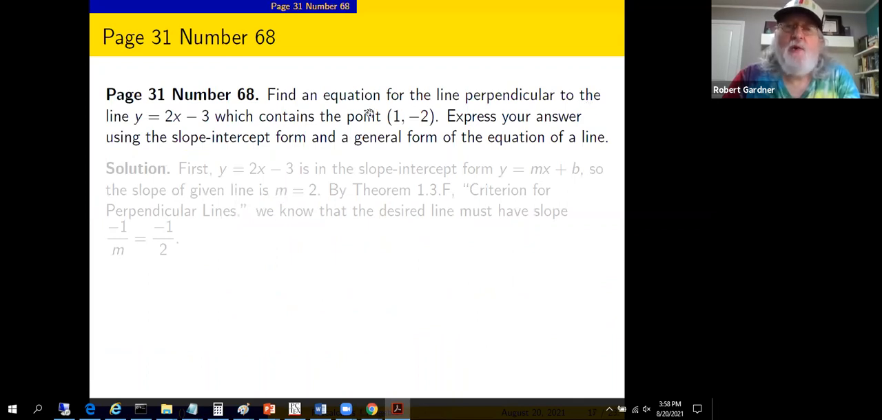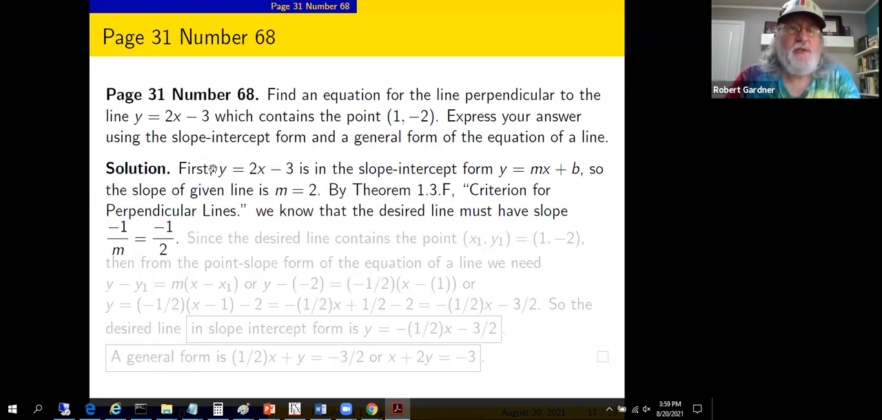Okay. Find an equation for the line perpendicular to the line y equals 2x minus 3, which contains the point 1, negative 2. Express your answer using the slope-intercept form, and a general form of the equation of a line. Okay, they want it perpendicular to this, and they want it to contain this point. We need a slope for our desired line. Well, what's the slope of this line, y equals 2x minus 3? It's already in slope-intercept form, y equals mx plus b. So m must equal 2. The slope of this line is 2.